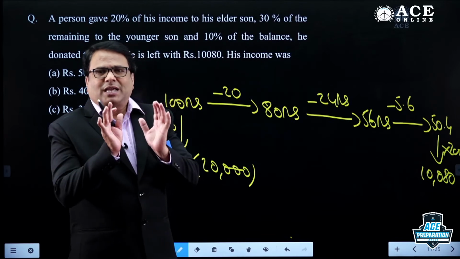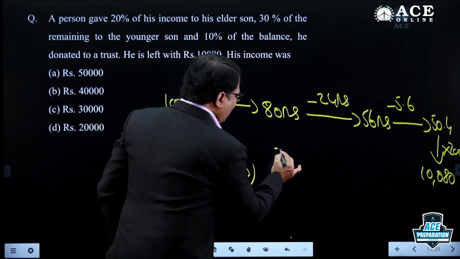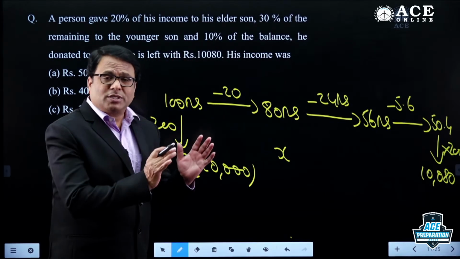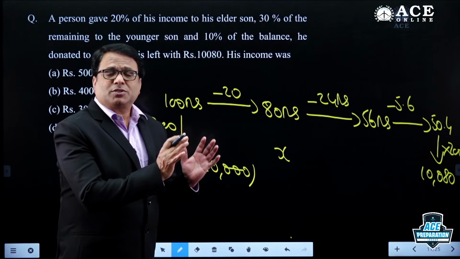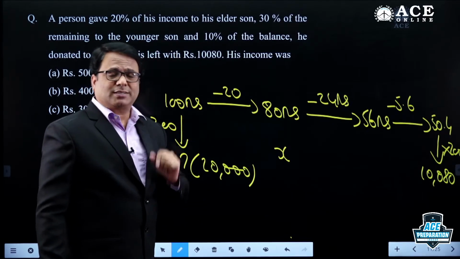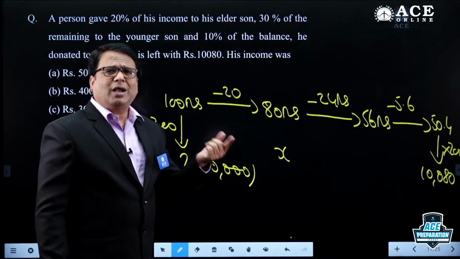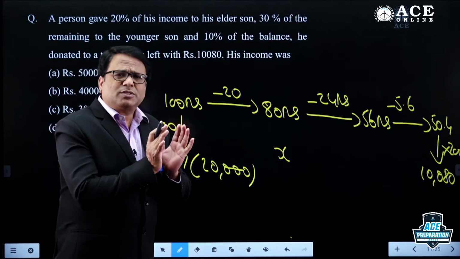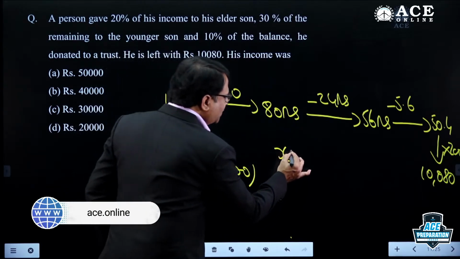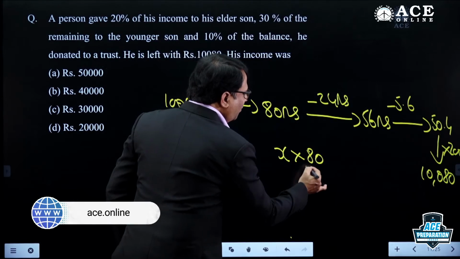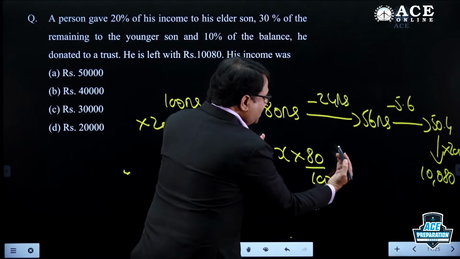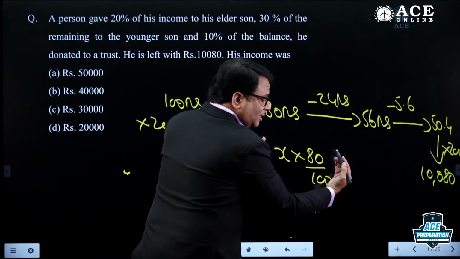We assume his income as X rupees. I told you this is a problem of successive decrease. He gives 20% of his income to the elder son. When he gives 20% to the elder son, how much will remain? 80% will remain. So 80% means into 80 by 100. So this much money is remaining after giving to the elder son.